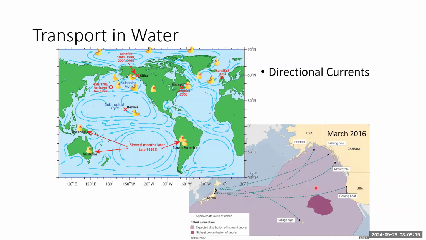So this is a map of some debris from the 2011 tsunami in Japan. And as late as 2016, so 5 years later, we were finding pieces of debris from the tsunami here on the West Coast, and they were sort of following those ocean currents as we see them here.